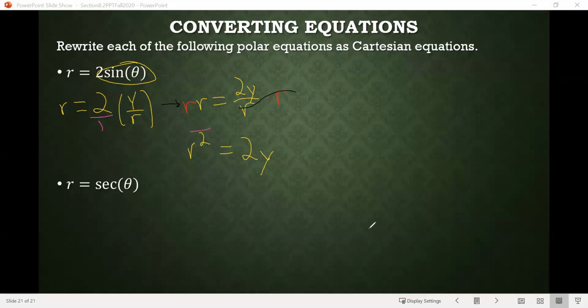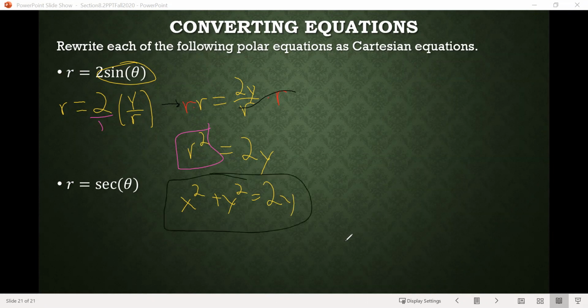Because here on the left side, we now have r squared, which we know from those identities is the same as x squared plus y squared equals 2y. Whoops, not 2x, 2y. And so we can just leave our answer like that. Okay, we don't need to go any further. And the reason we don't is because it'd be really hard to solve for either x or y in that equation.